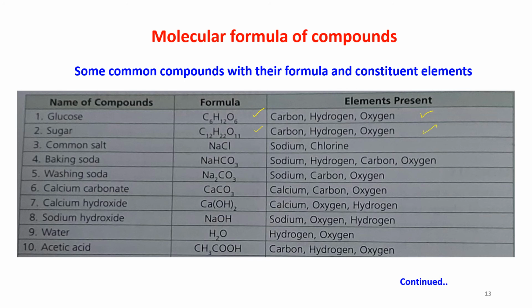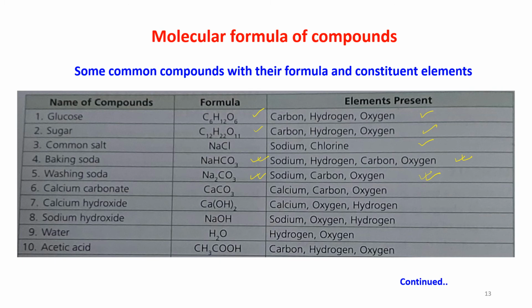Common salt, NaCl, sodium and chlorine are present. Baking soda, NaHCO3 and washing soda, Na2CO3. Now in baking soda, the elements present are sodium, hydrogen, carbon, oxygen, and in washing soda it is sodium, carbon and oxygen. No hydrogen is there.